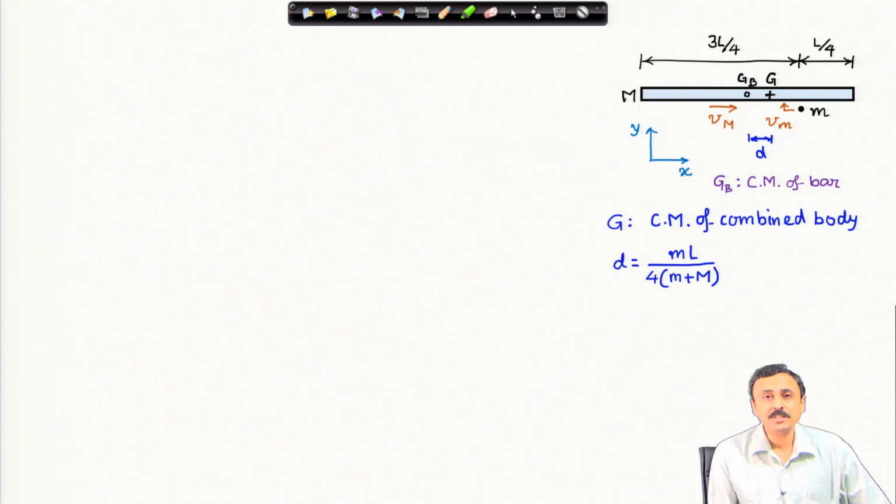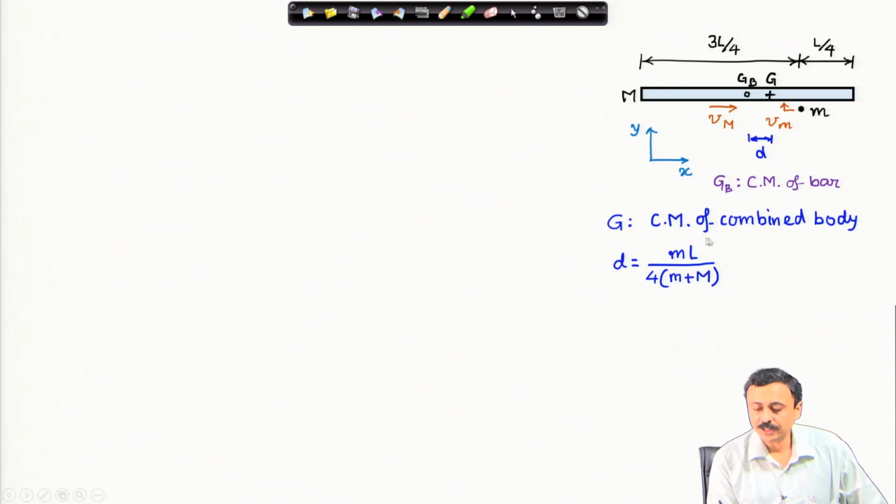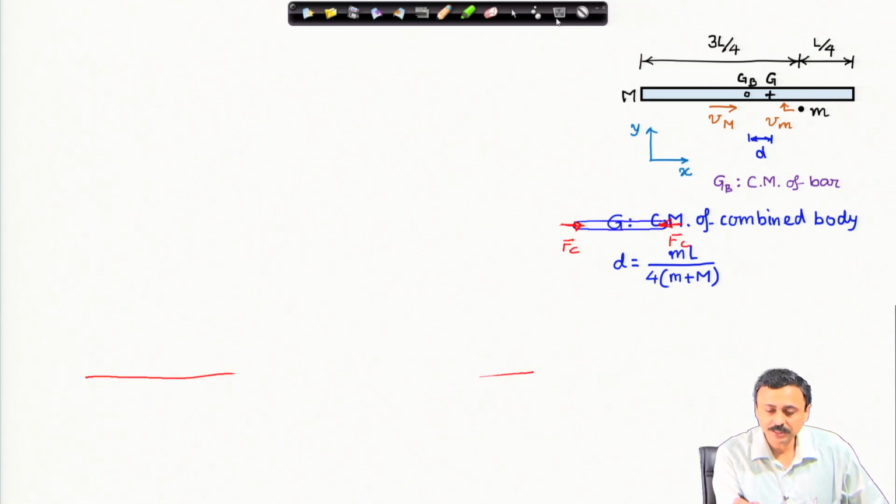Therefore, we have to find out the center of mass first. This is the first task, and here I have done this. You notice that G sub capital B is the center of mass of the bar, which is midway. The bar is uniform and slender. Therefore, G sub B is at the center of the bar. Capital G is the center of mass of the combined system, which is the bar and the particle. And I can find out this distance d that I have marked here.